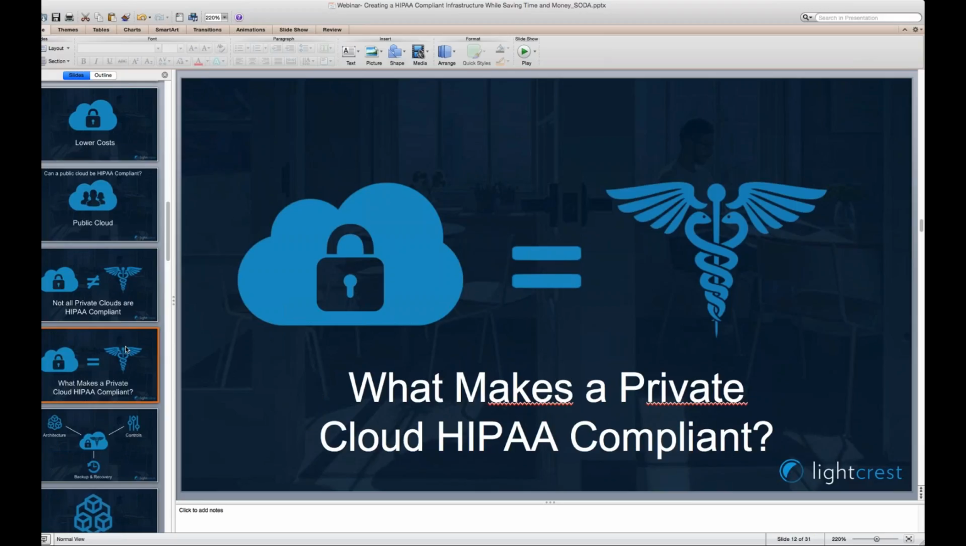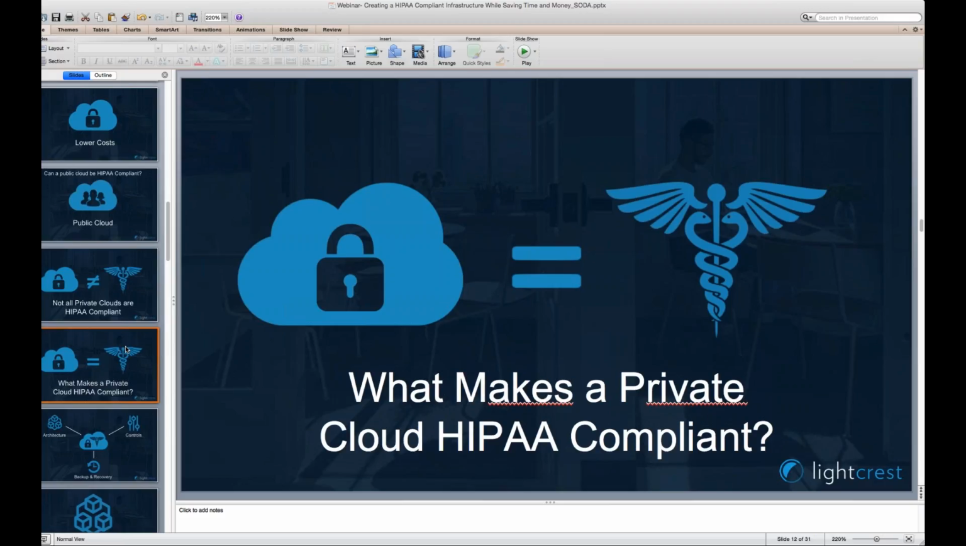So what makes a private cloud HIPAA compliant? There's no definitive checklist you get from the U.S. Department of Health and Human Services that once completed, you tick all the boxes, hand it to your guy, and he hands it to your auditor. Oh, boom! You tick all the boxes, you're done, right? It doesn't work that way. If it were that easy, CPAs would be out of business.